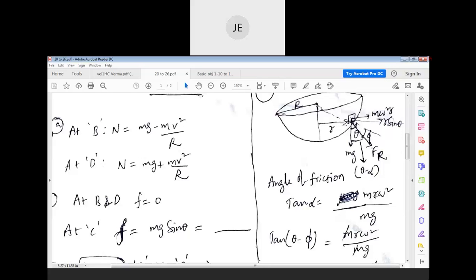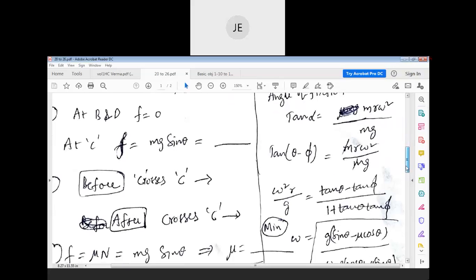Theta minus phi. I will correct it and share it again. If you apply tan theta minus phi, opposite by adjacent, the opposite force is m r omega square and the adjacent force is mg. So tan of theta minus phi is equal to m r omega square by mg. Gyandeep, any doubt? No sir, no doubt sir.